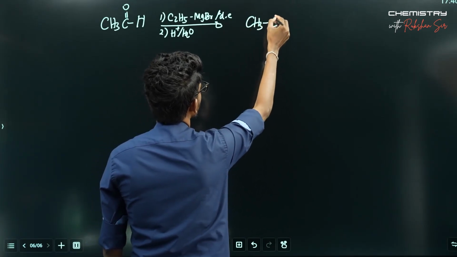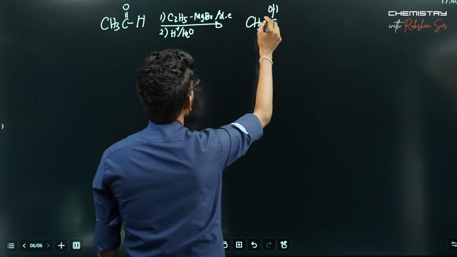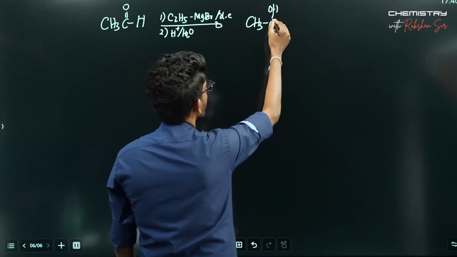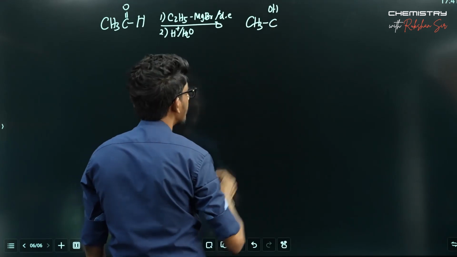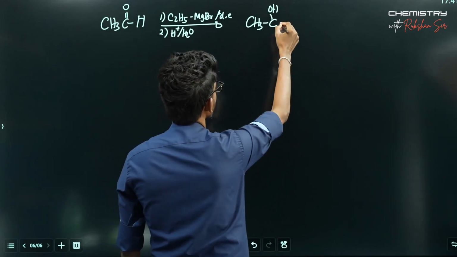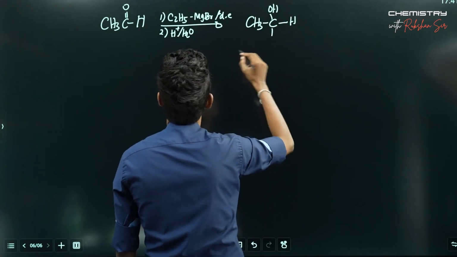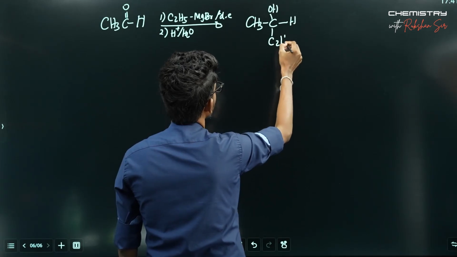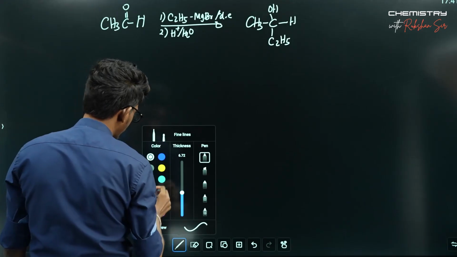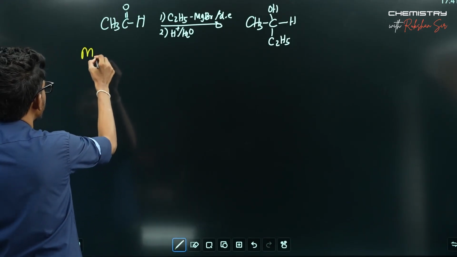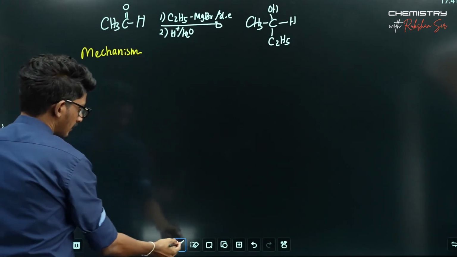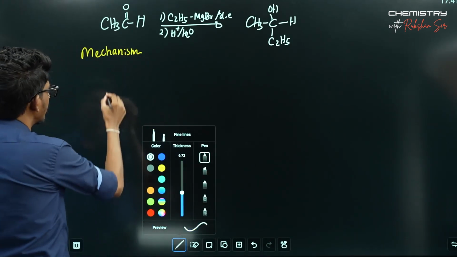It is the alcohol with one group coming from the Grignard. With aldehydes and ketones, only one group is coming from the Grignard. So I'll put that C2H5 group here. So let's try to come up with the mechanism of this reaction. It would look like this.